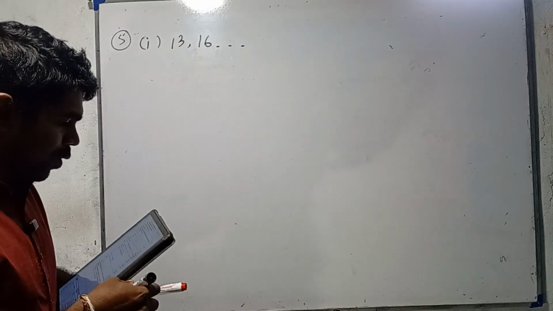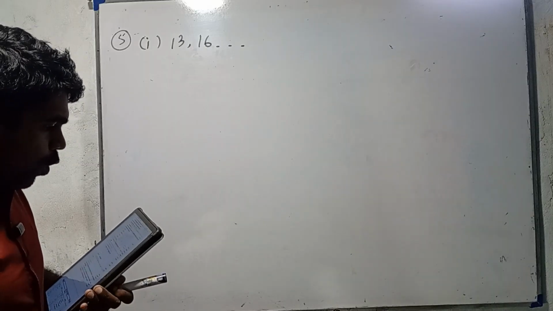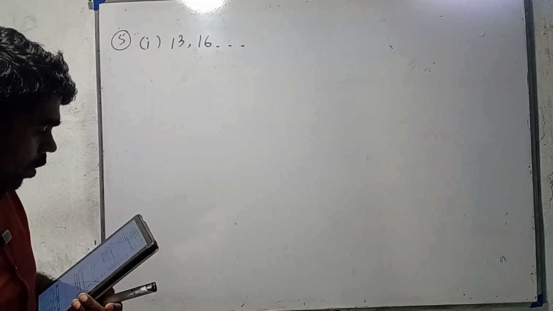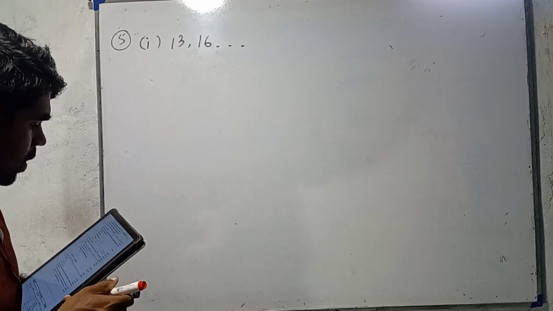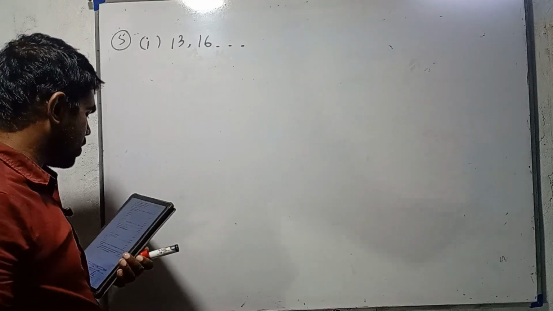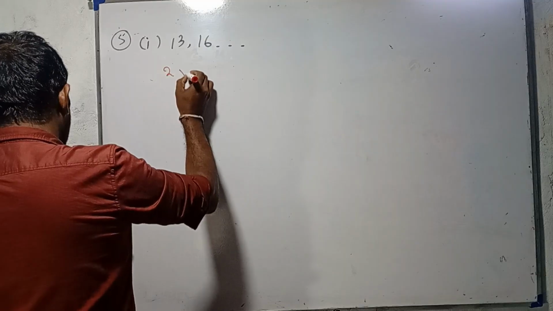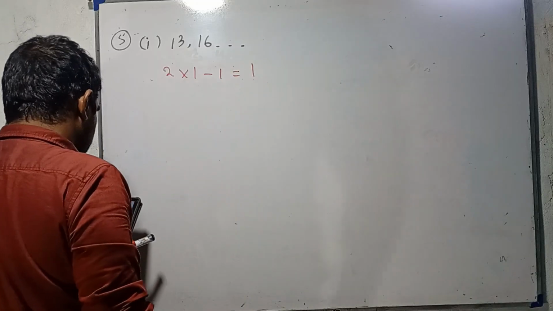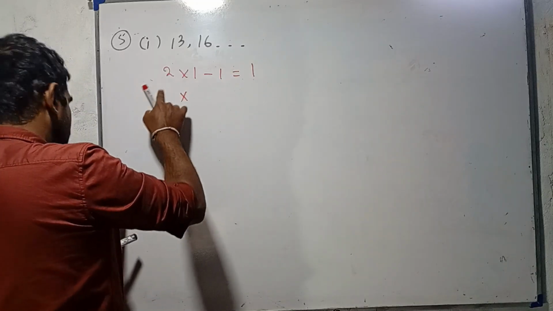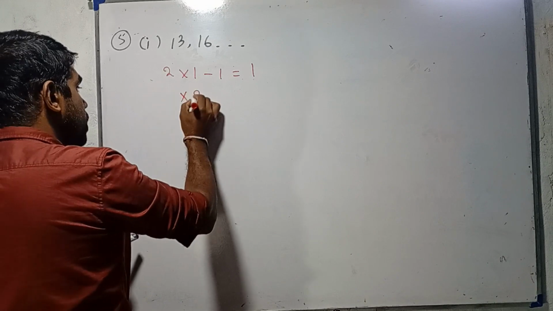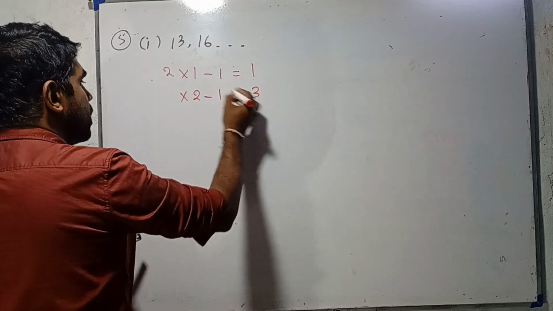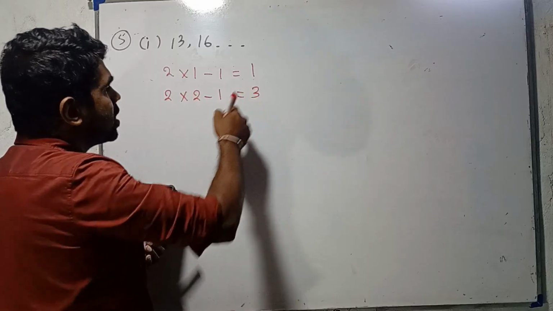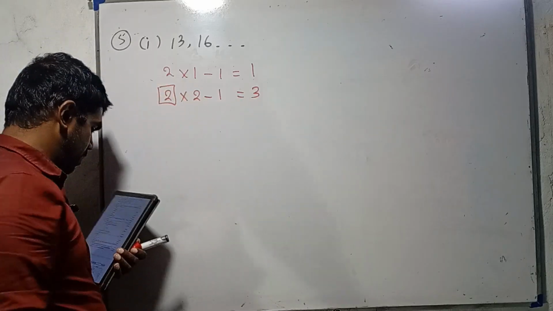Then part 2. The following note was prepared by a student to find the general term of a number pattern. Copy it on the paper and fill in the blanks. They have given the first term 2 into 1 minus 1. 2 into 1, 2 minus 1, 1. In the second term, there is a blank space in the first term. Into 2 minus 1, 3. We can use 2. 2 into 2, 4, minus 1 is 3.